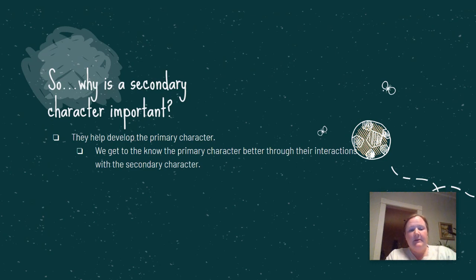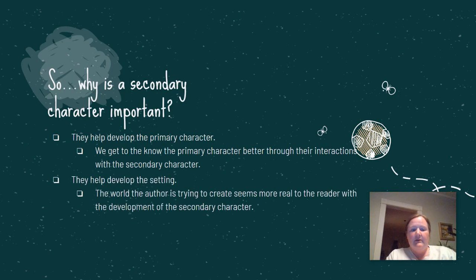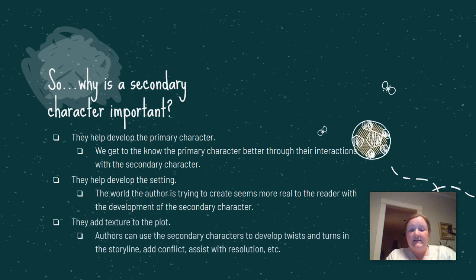First, they help develop the primary character. We get to know the primary character better through their interactions with the secondary character. Second, they help develop the setting. The world the author is trying to create seems more real to the reader with the development of the secondary character. And finally, they add texture to the plot. Authors can use the secondary characters to develop twists and turns in the storyline. For example, a secondary character can add conflict or assist with the resolution.